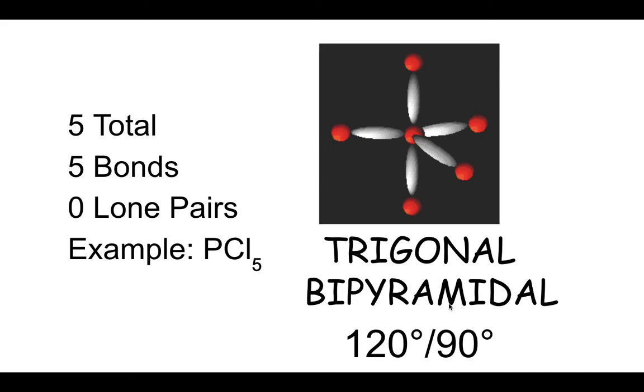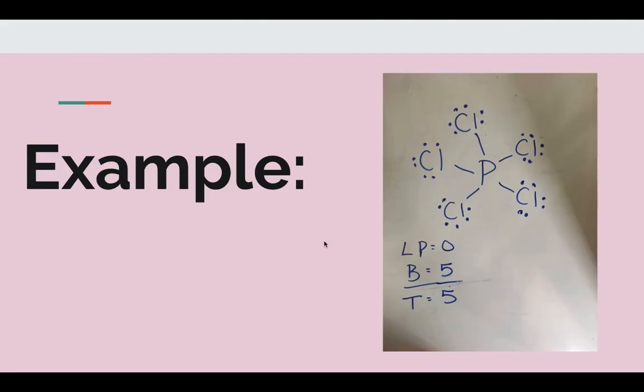Our next one is trigonal bipyramidal. We have 5 total bonds this time. We have 5 bonds, no lone pairs. Notice there are no big bulges because there are no lone pairs. Our example is PCl5. We have phosphorus in the middle, that's our central atom. We have no lone pairs on phosphorus. We have 1, 2, 3, 4, 5. So 0 plus 5 is 5.